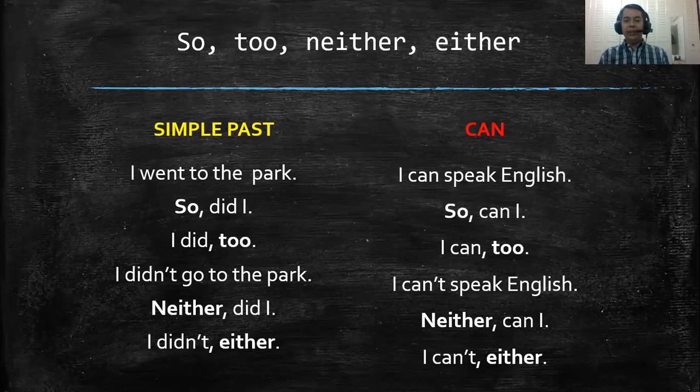So we can use all the auxiliaries, simple present, simple past, can, would. You can use would. I would like to eat pizza. So would I. Etc., etc., right?